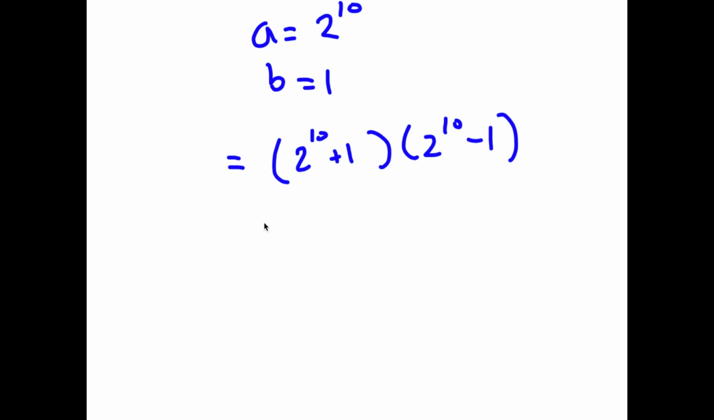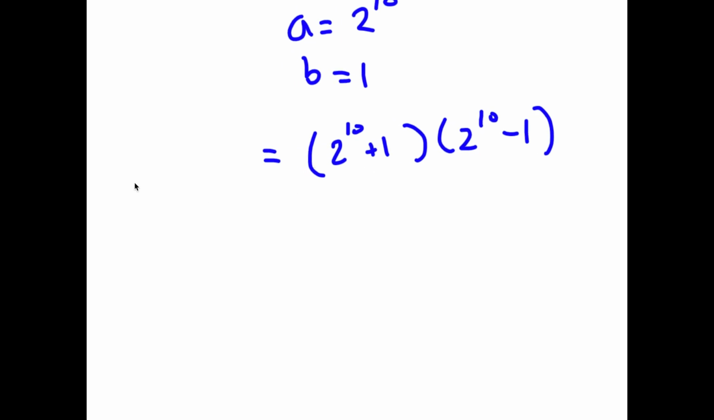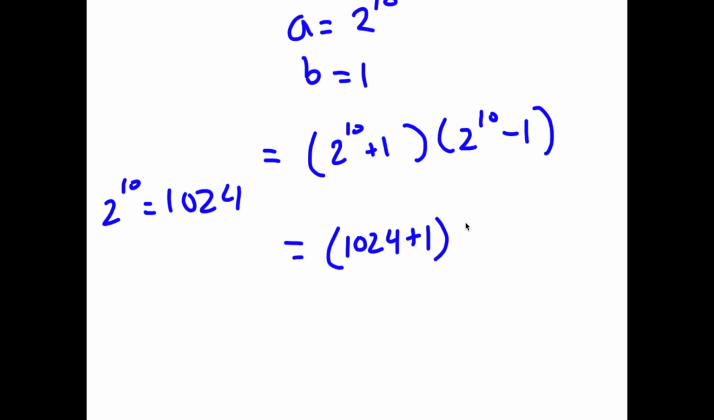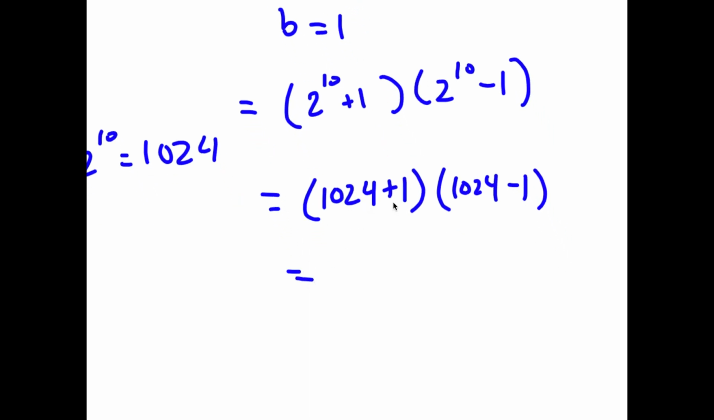Now, if you guys didn't already know, 2 to the power of 10 is equal to 1024. So I have 1024 plus 1 times 1024 minus 1. And 1024 plus 1, that's simply 1025. So I have this times 1024 minus 1, which is 1023.